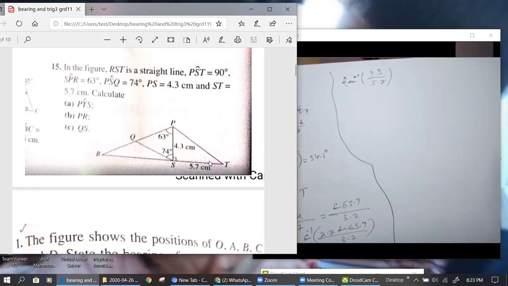4.3 divided by 4.7 to PR. PR is 0.7. So you have one side and one angle. Which ratio are you using if you have one side and one angle?